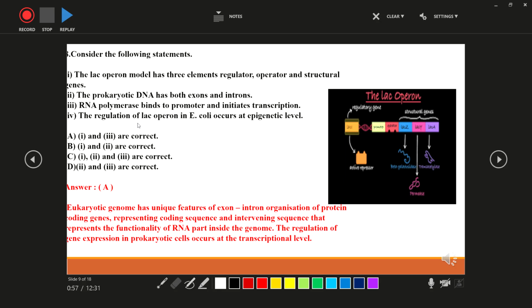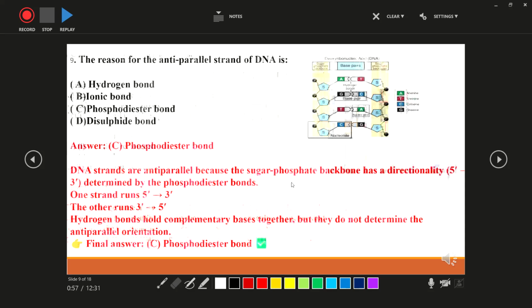And the regulation of Lac-Operon in E. coli occurs at epigenetic level. The answer is A, 1 and 3 are correct. Eukaryotes genome has unique feature of exon-intron organization of protein coding genes, representing coding sequence and intervening sequence that represents the functionality of RNA part inside the genome. The regulation of gene expression in prokaryotic cells occurs at the transcription level.